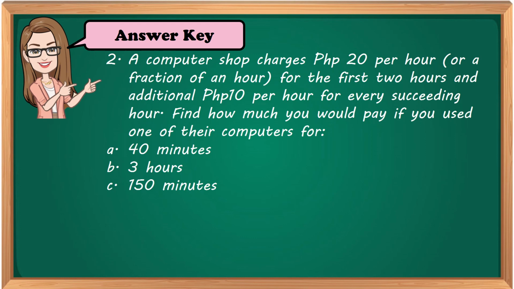So for our solution, so how much are you going to pay kung ginamit mo yung kanilang computer for 40 minutes? So ito yung sagot. Syempre, hindi ka naman lumampas ng 2 hours, kaya 20 pesos pa rin yung babayaran mo. 40 minutes lang yung ginamit mong time, so 20 pesos lang. Next, for 3 hours, 50 pesos ang babayaran mo. So, lumampas ka na ng 2 oras. Next, 150 minutes ang babayaran mo ay 45 pesos.